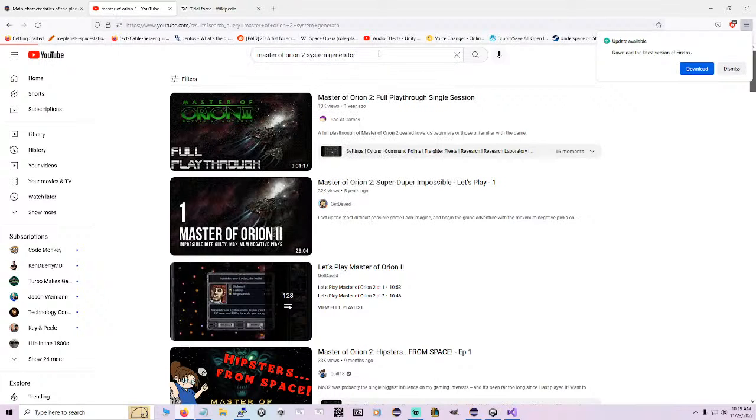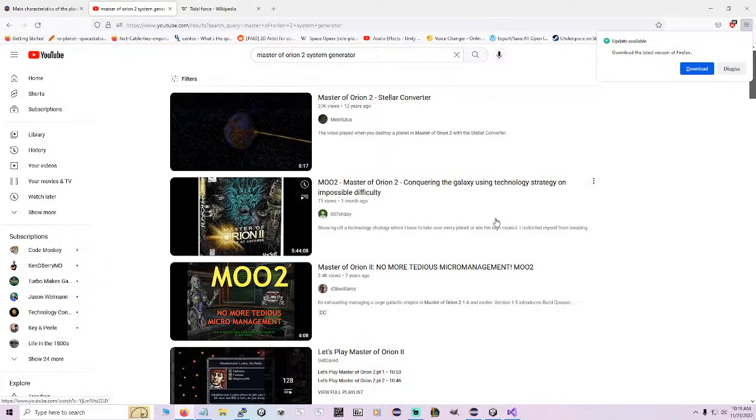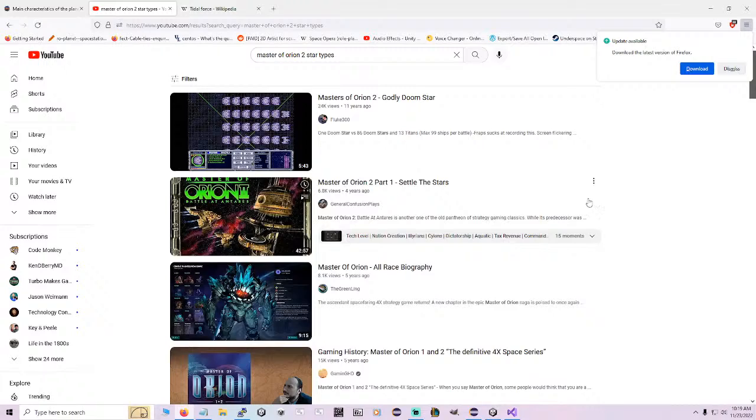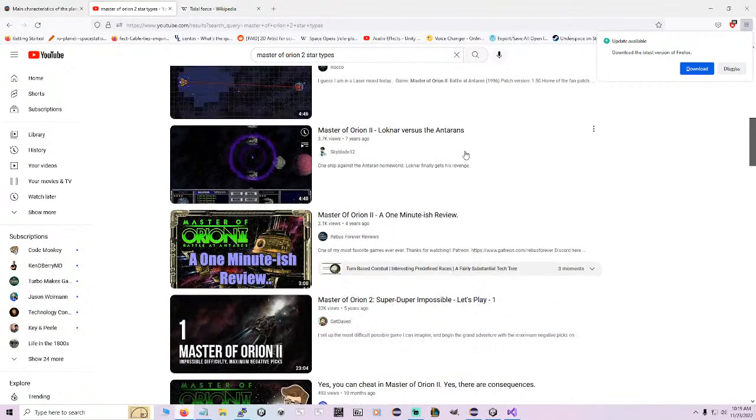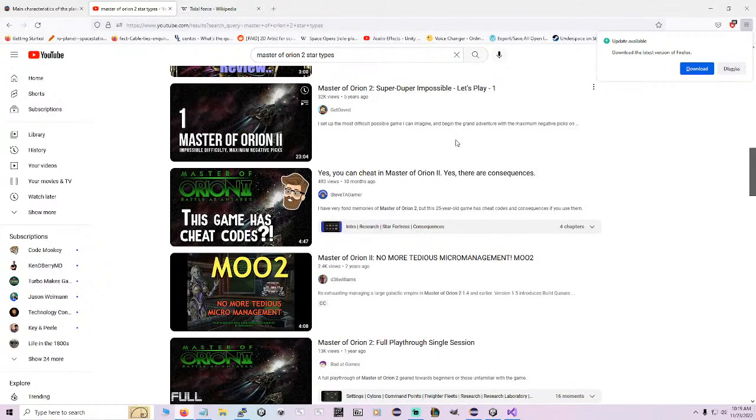Okay, see. So we're looking for star types. That's all we need, star types, because you can find what star type it is. Several stars. Maybe I have to look for middle density. Cheat codes.